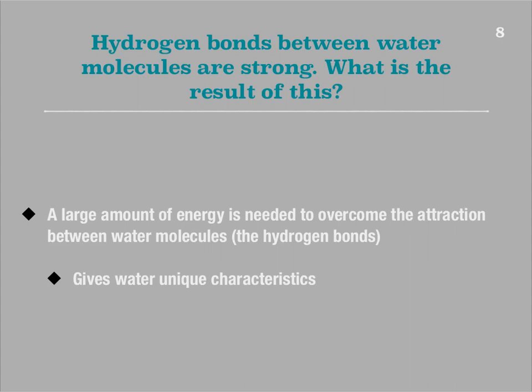Okay, the hydrogen bonds between water molecules are strong. Why? What's the result of this? Well, the hydrogen bond itself is not strong. It's a weak attraction, but if there are so many of them, it's going to make this a very strong or a very stable substance. It takes a lot of energy to overcome the attraction between water molecules, the hydrogen bonds, and so this is going to contribute to water's unique characteristics, which we're going to talk about in these upcoming slides.